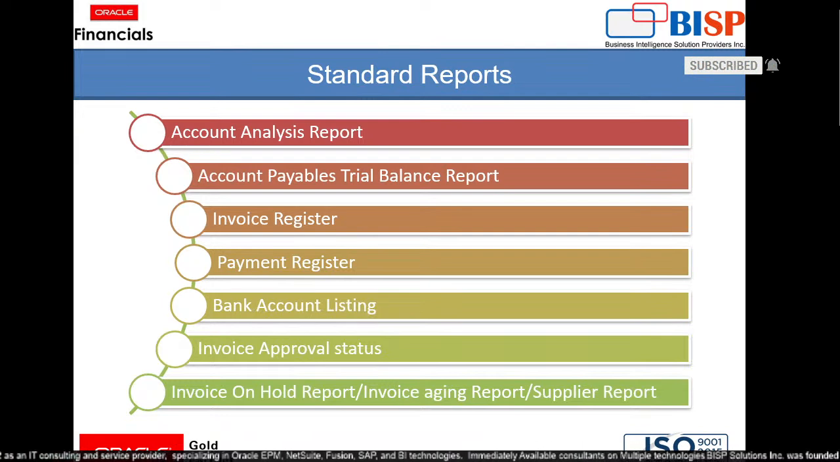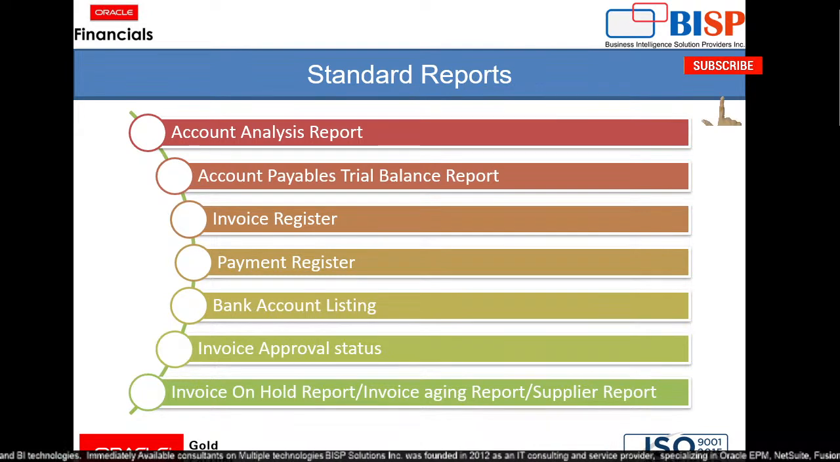Then bank account listing. We use this report to review payment information for each bank account. Payables provide detailed information about each bank, bank branch, bank account, and payment document that you have defined. So if you want a detailed report on the bank account, like what the bank accounts are and all the information related to the bank branch, bank account, and the payment document you have defined for a particular bank, you can just run this bank account listing report and get all the information from there.